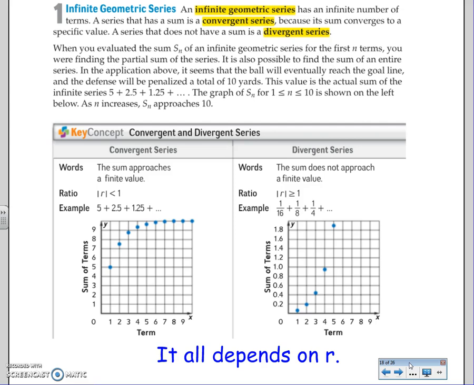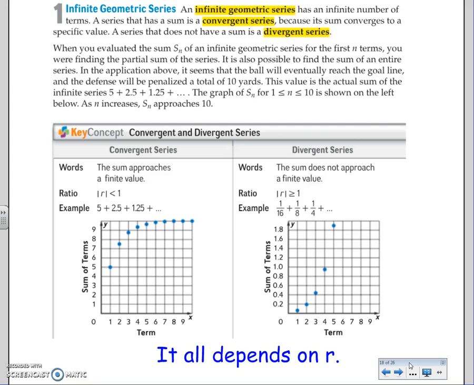In the application above, it seems that the ball will eventually reach the goal line, and the defense will be penalized a total of 10 yards. The value is actually the sum of the infinite series, 5 plus 2.5 plus 1.25 plus 0.625 and so on. The graph is shown on the left. As n increases, you get really close to 10. Up here would be the 10 mark. So they will get penalized a full 10 yards if they keep getting halved.